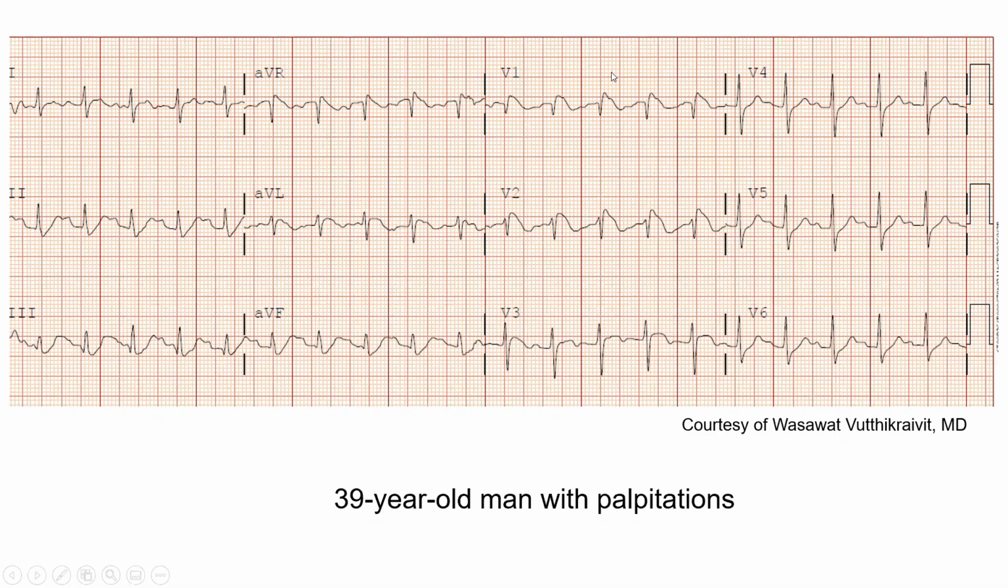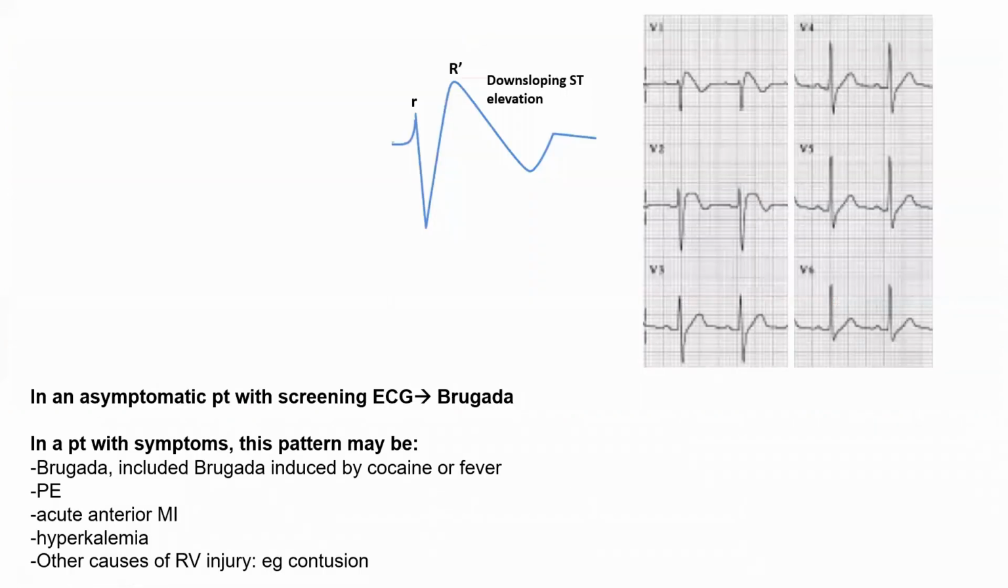This EKG in that board question to me was not Brugada, it was RV contusion, okay? Regardless of whether it was RV contusion or Brugada, the treatment is conservative and observation. So anyway, you can see it with RV contusion. You can see it with anterior MI, so don't ignore anterior MI.